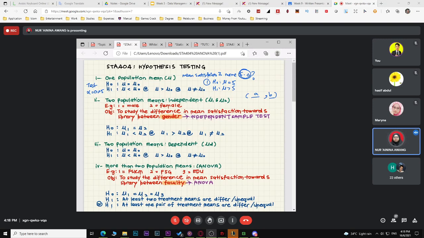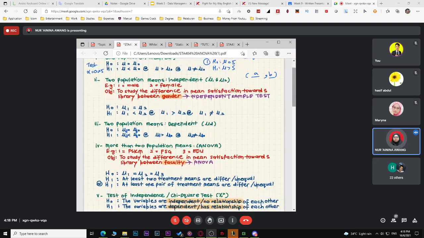But if the question asks you to test about the paired difference, we know that is the case for dependent samples. So you will compare your mu d: either mu d is equal to your mu d naught, or mu d is unequal to your mu d naught. So that is for dependent.